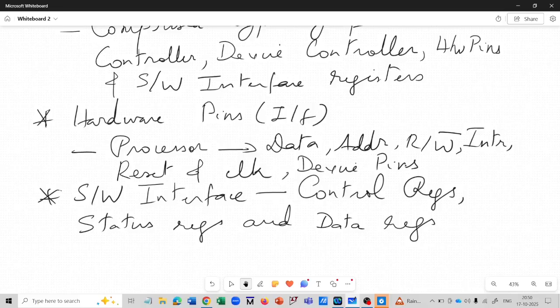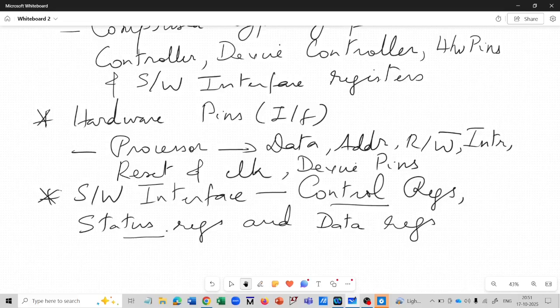And as far as the software interface is concerned, it will consist of the various registers through which the processor communicates to the interface controller. This part of the design will be elaborated when we take up the design of these components. So they will consist of the control registers, the status register, and the data register. The control registers will be used for configuring the interface for various transactions.